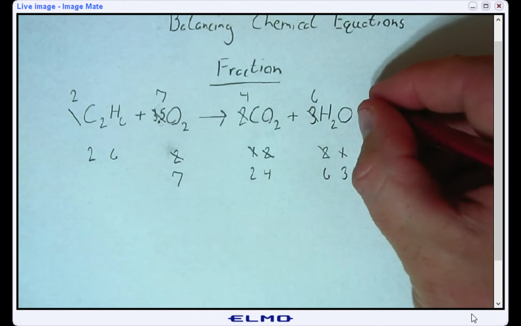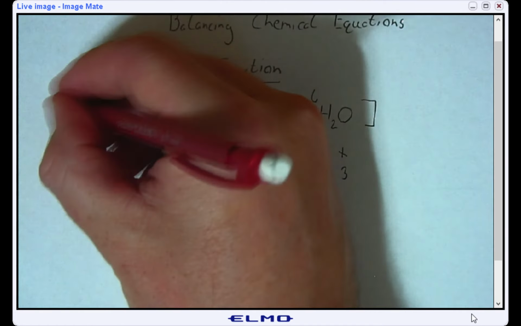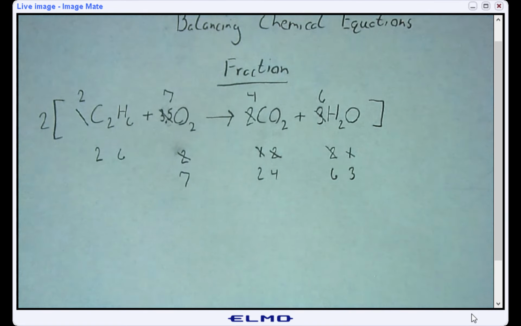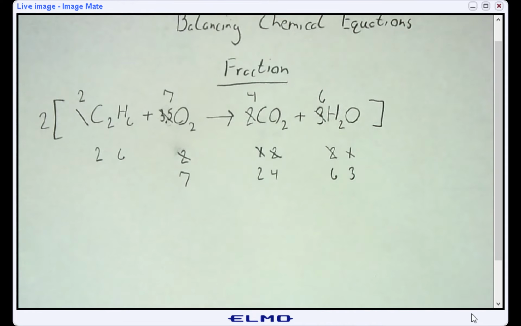So again, we multiplied the whole thing by 2. Now, you don't need to add that little brackets there that I did, but I just wanted to show you that we're multiplying everything by 2. And again, if you're like, why?